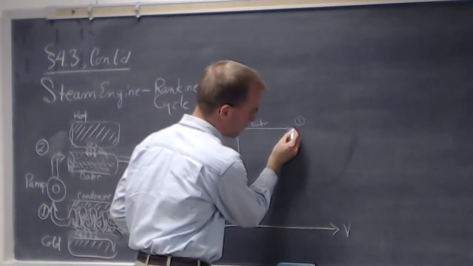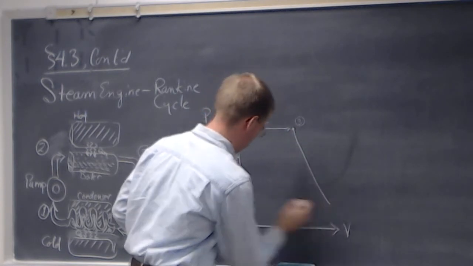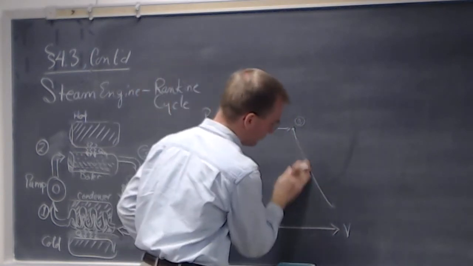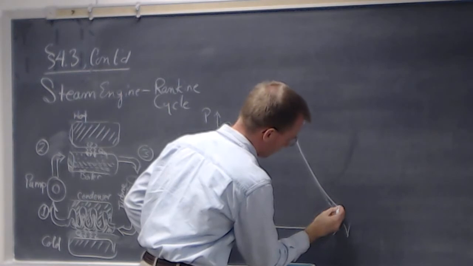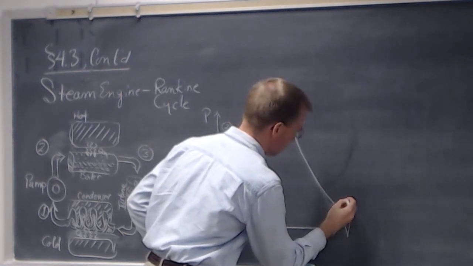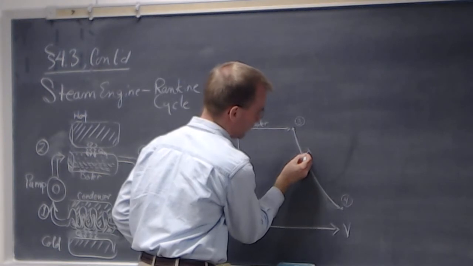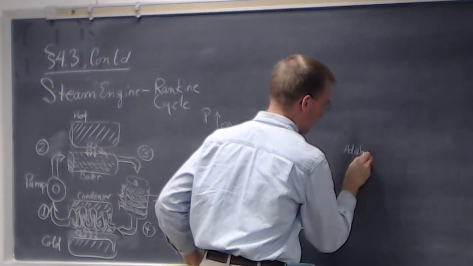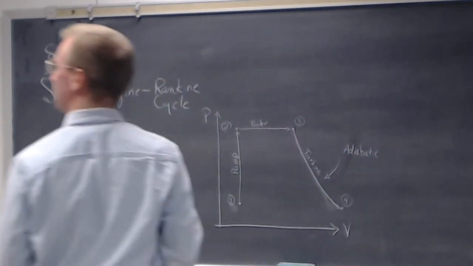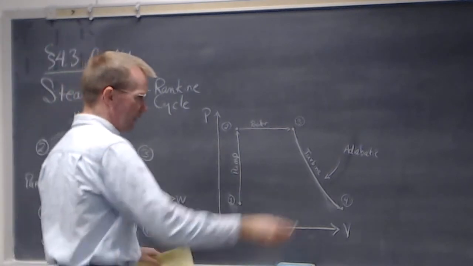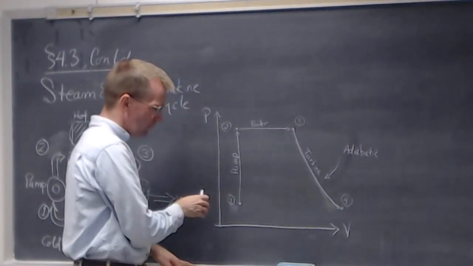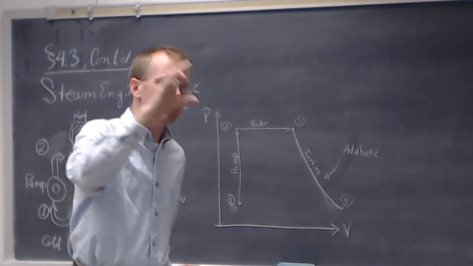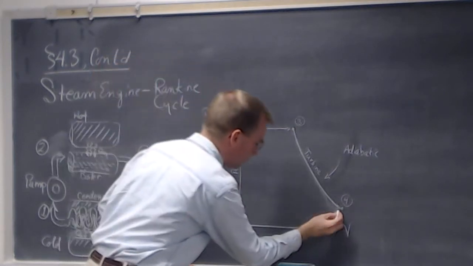So an adiabatic expansion through the turbine, down to the pressure that we started off with. Okay, and then the condenser brings it back to small volume. I mean, it literally condenses. So it goes from steam back to liquid water at constant pressure.